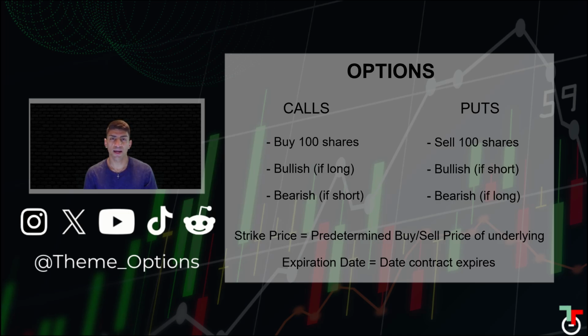A put contract gives the buyer the right to sell or short 100 shares of an underlying at a specified price, or strike price, by a specified date, or expiration date. If you long a put contract, you have a bearish outlook on the underlying because you want it to go lower. Let's now talk a little bit more about a strike price.